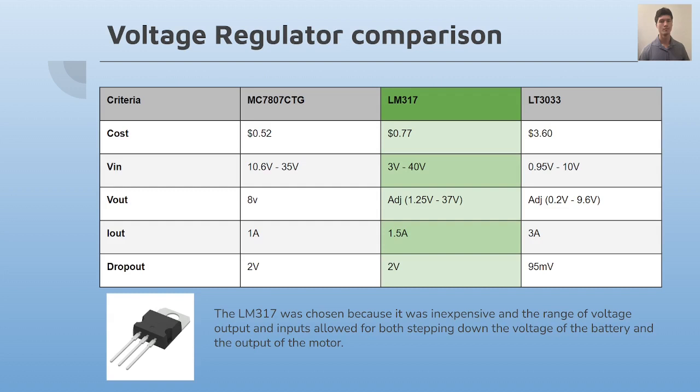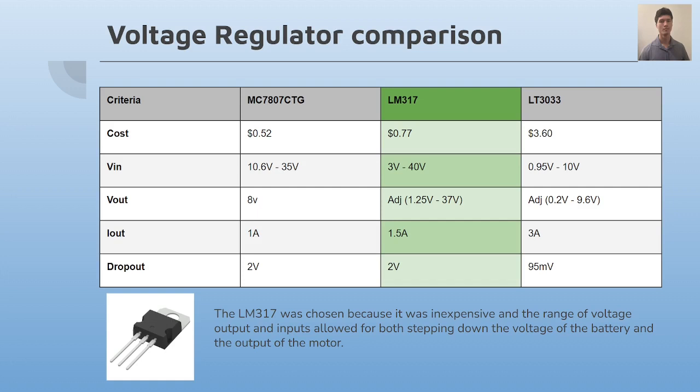3 different linear voltage regulators were compared, with criteria being cost, voltage input, voltage output, current output, and dropout voltage. The LM317 was determined to be the most adequate for the project. The allowed voltage input and output of the LM317 was the most versatile, making this regulator suitable for both the motor output and the step down to the microcontroller.